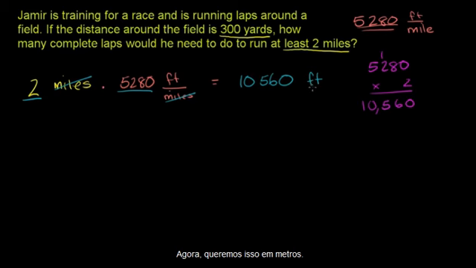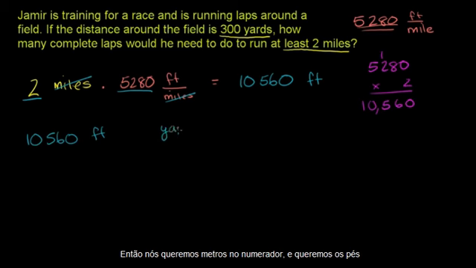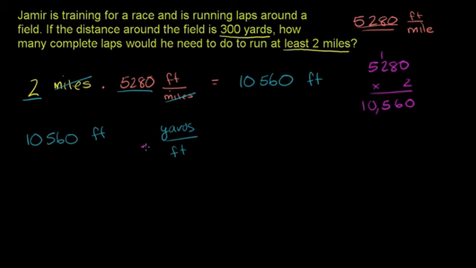Now, we want this in terms of yards. So 10,560 feet. Let's convert this to yards. Well, we want it in yards, so we want yards in the numerator, and we want feet in the denominator, so that the feet cancel out with that feet right there. And we know that there are 3 feet for every 1 yard. Or another way to read this is that you have 1/3 of a yard for every foot.